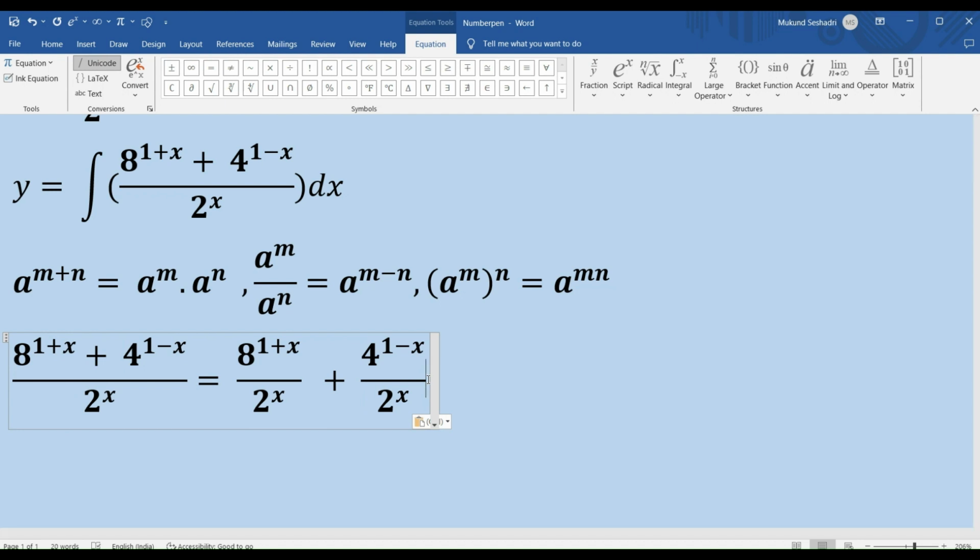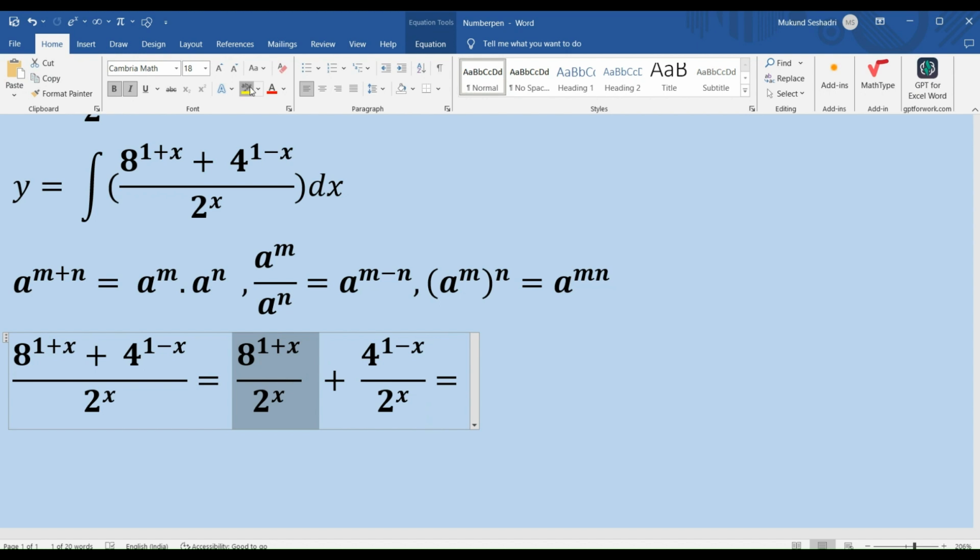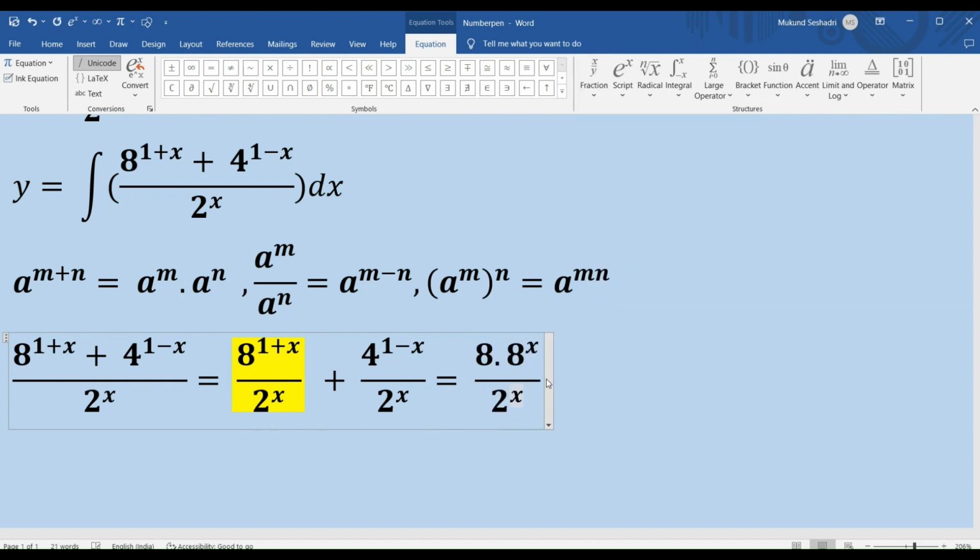Now I know a to the power m plus n equals a to the power m into a to the power n, right? So I'm going to rewrite 8 to the power 1 plus x. Here in the first expression, 8 to the power 1 plus x equals 8 into 8 to the power x, okay? Similarly, I know that my 4 to the power 1 minus x is 4 to the power 1, which is nothing but 4, into 4 to the power minus x, right? Again, I use the same formula, a to the power m plus n equals a to the power m into a to the power n.